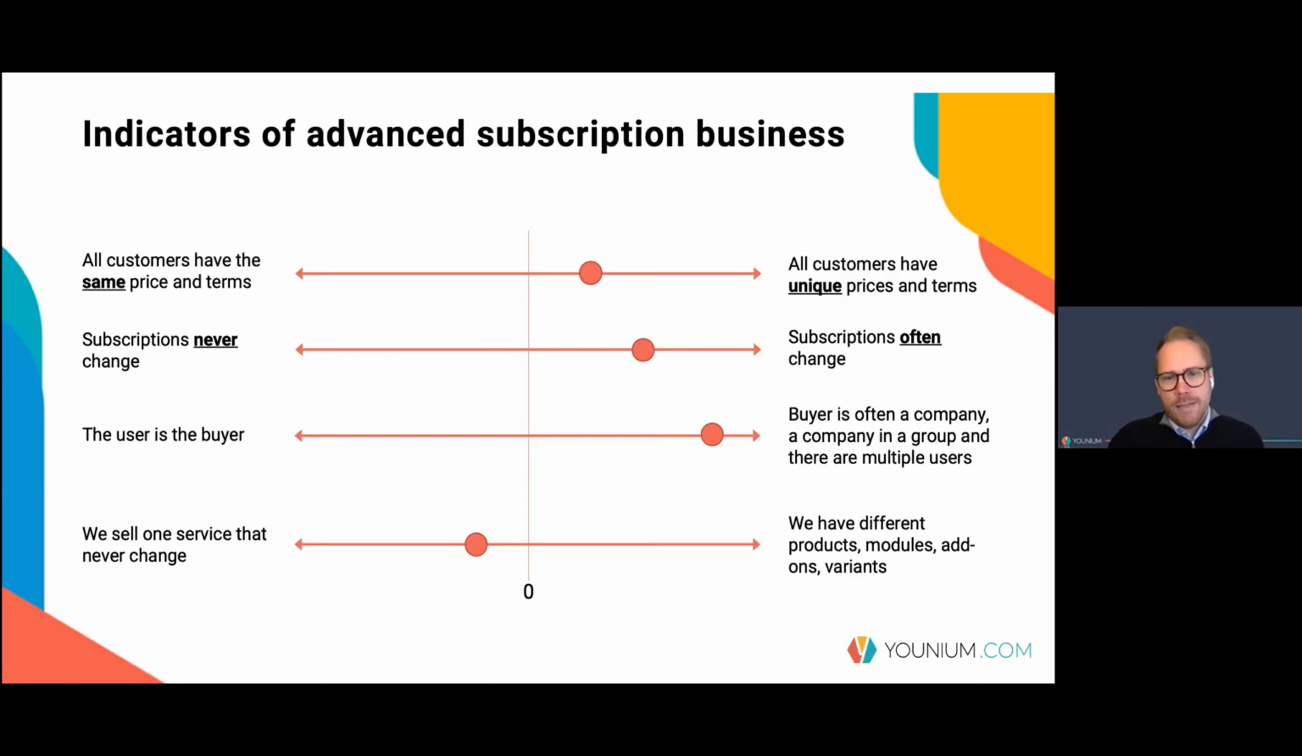And lastly as well, do we sell one service that never changes, or do we more have a portfolio of different products, modules, add-ons, variants, etc.? So I would say, unless all indicators would be far to the left over here, you're most likely in a subscription business that is quite advanced, either due to the nature of what you're selling, or the nature of having been around for a while and building up some legacy as well.